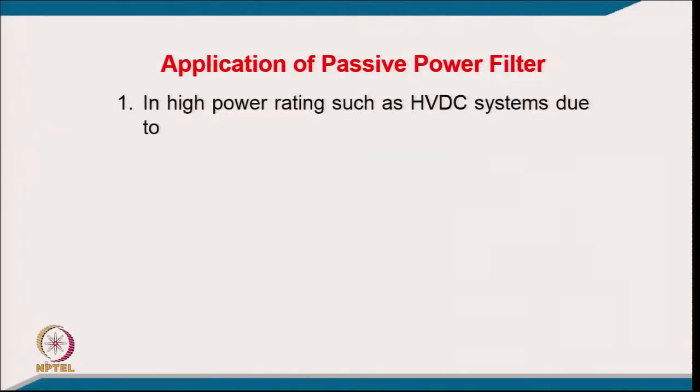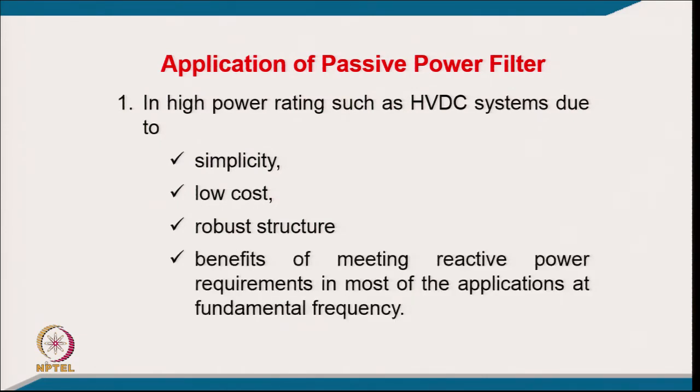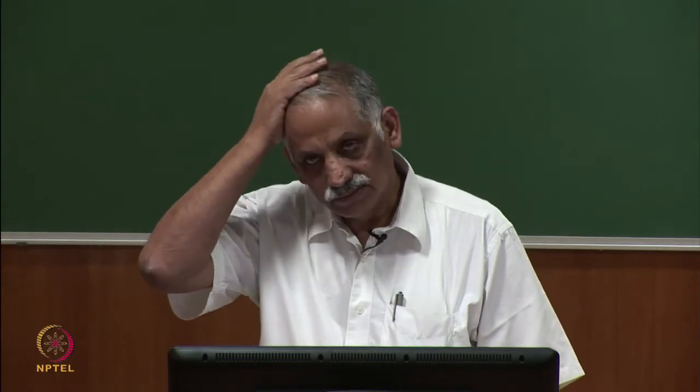Coming to the applications of passive power filters, they are used in high power ratings such as HVDC due to their simplicity, low cost, robust structure, and the benefit of meeting reactive power requirements at fundamental frequency in most applications, because the thyristor converters used in HVDC require reactive power along with harmonic mitigation. So, this passive shunt filter can even provide the leading reactive power which these converters require.